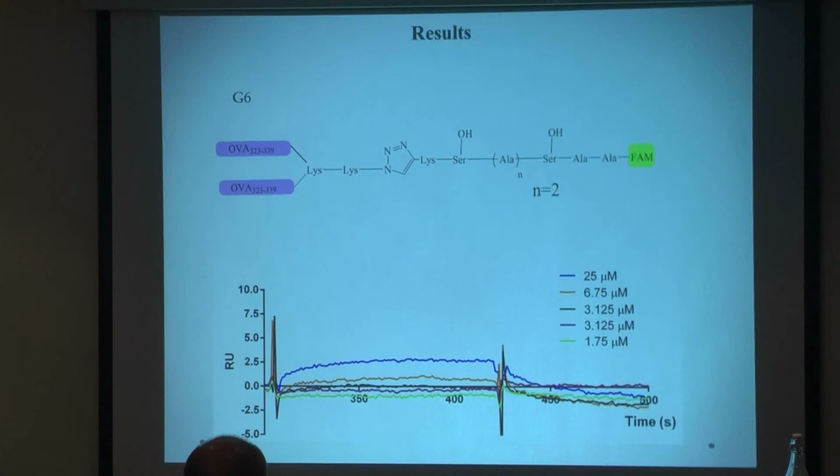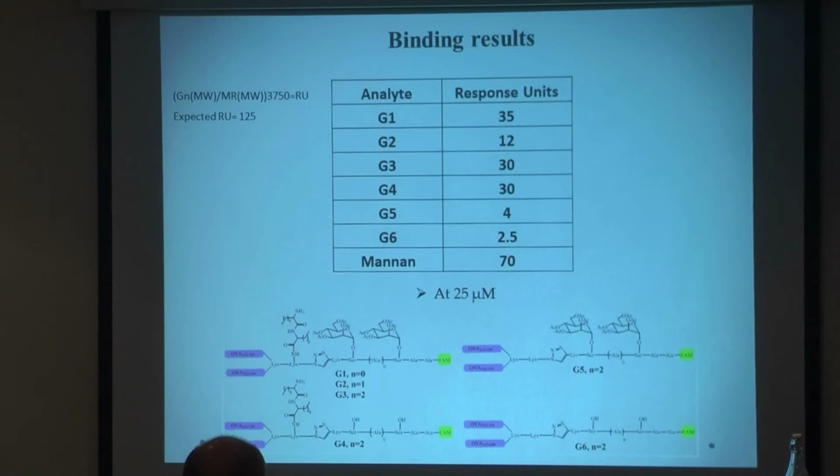And this group that didn't have any lipid or any sugar also didn't bind much. So if we just look at one concentration of these binding response units, you can see that group 1 gave us the best response units at this 25 micromolar concentration. Group 2 was less, and groups 3 and 4 were better, which kind of matches the OT2 proliferation assay that we observed. And Mannan, of course, was the best, which is our control group.